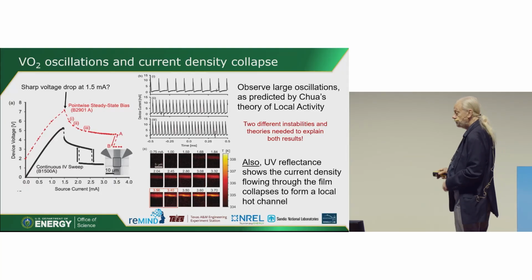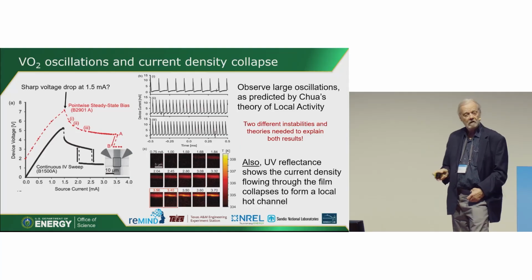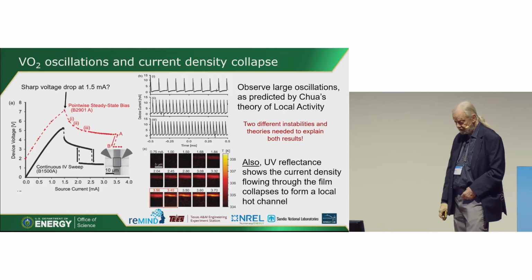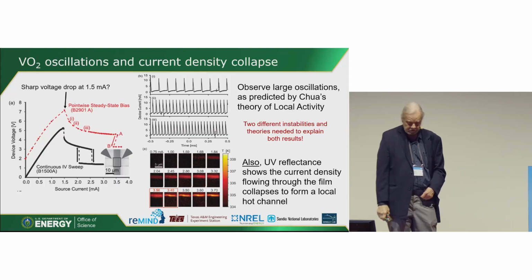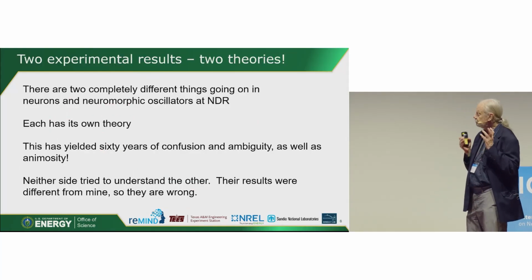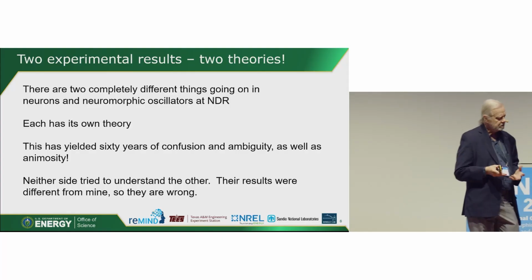Okay? Now, here's the interesting thing. These are two very different observations. They each have their own theory. So this observation here is explained by the theory of local activity. This experimental result here is explained by stochastic thermodynamics. And here's the crazy thing. There are two completely different things going on in neurons and in these neuromorphic devices that we're building.